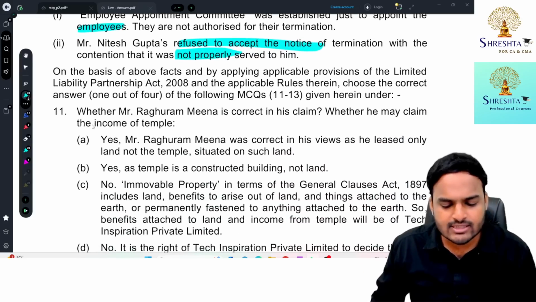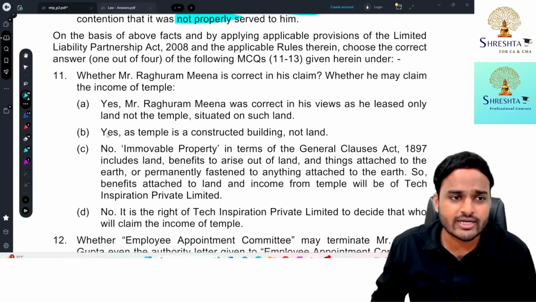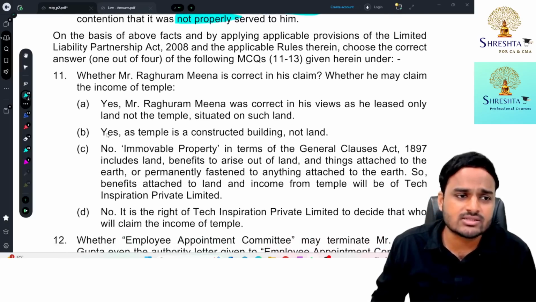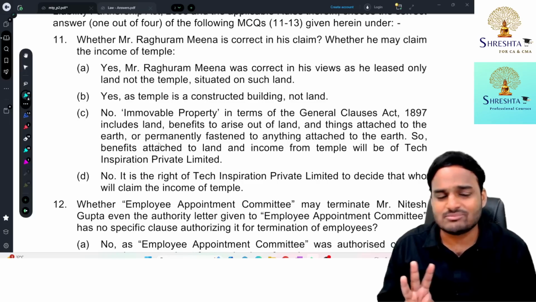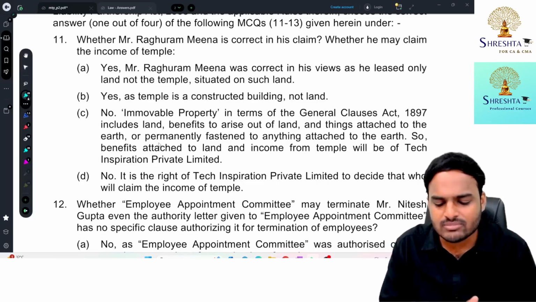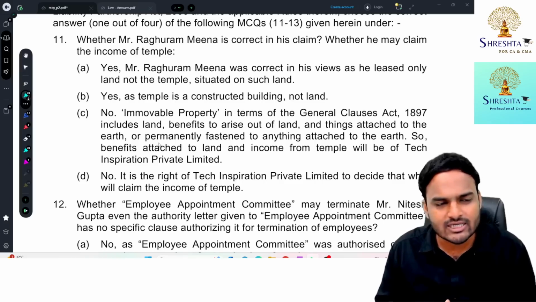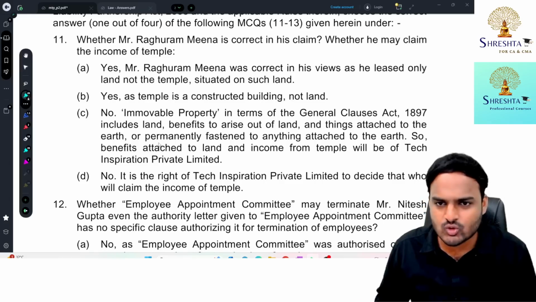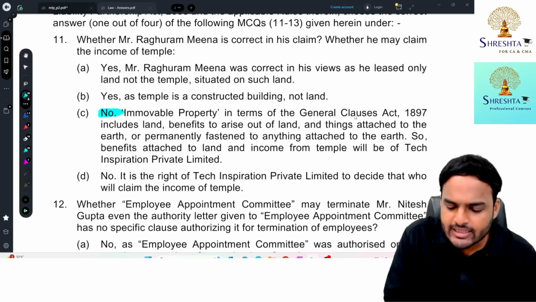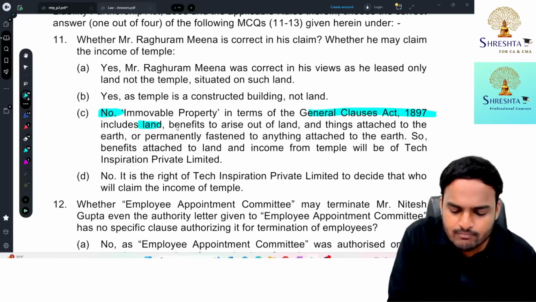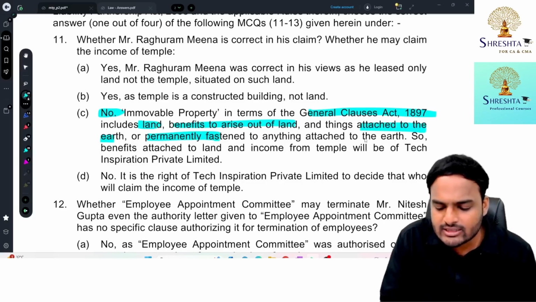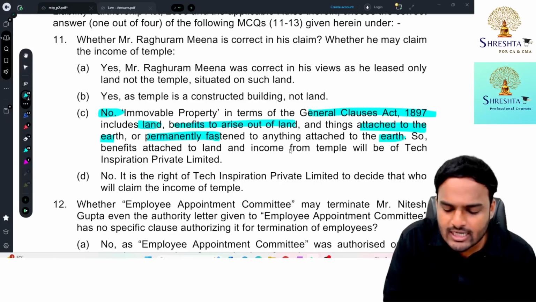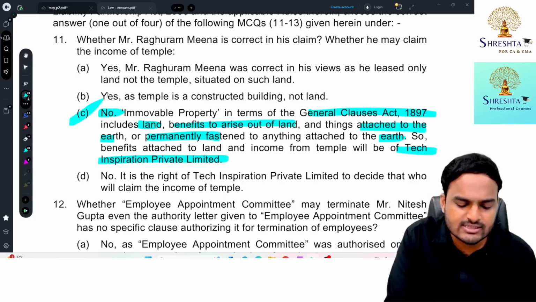On the basis of the above facts and by applying the provisions of the LLP Act 2008 and applicable rules therein, choose the correct answer, 1 out of 4, for the following MCQs 11 to 13. Only 3 MCQs. Whether Mr. Raghuram Meena is correct in his claim, whether he may claim the income of the temple, option is no. Immovable property in terms of the General Clauses Act 1897 includes land, benefits arising out of land, and things attached to the earth or permanently fastened to anything attached to the earth. So benefits attached to the land and income from the temple are covered. Option C is the correct answer.